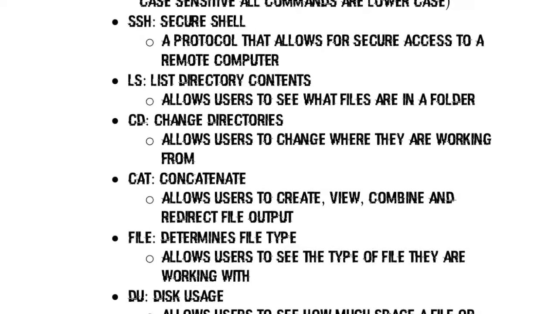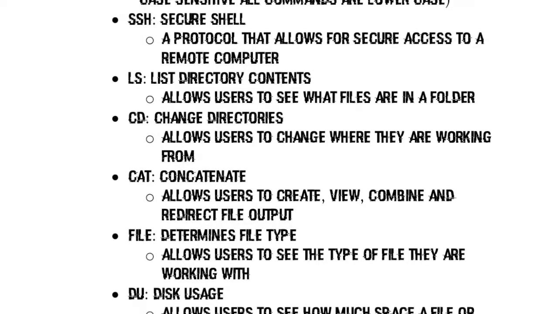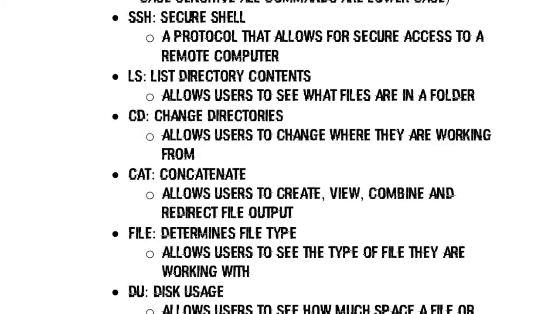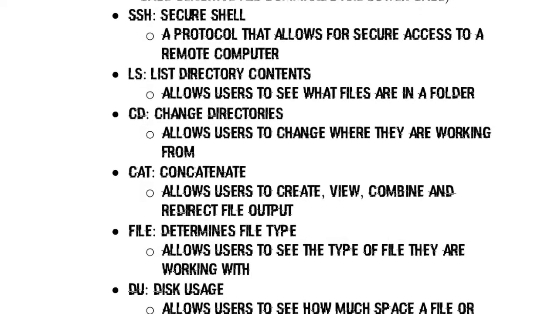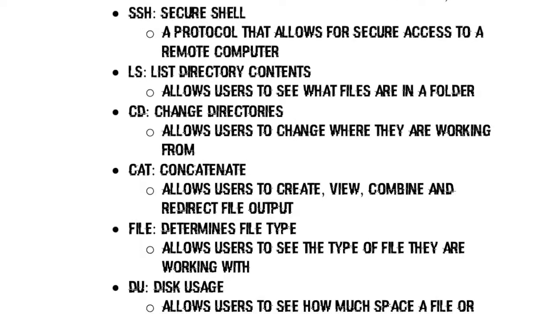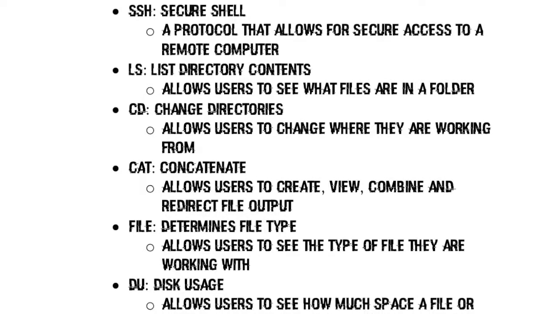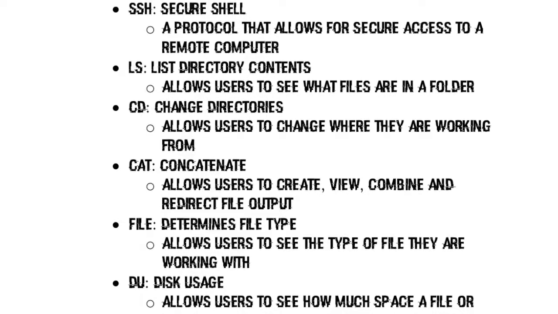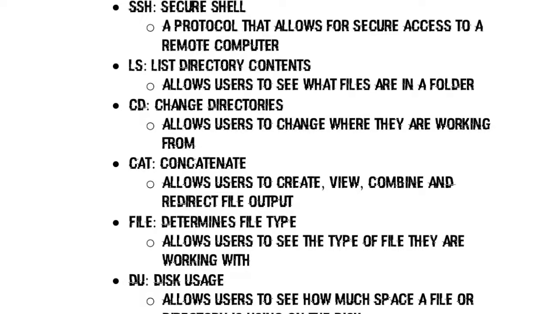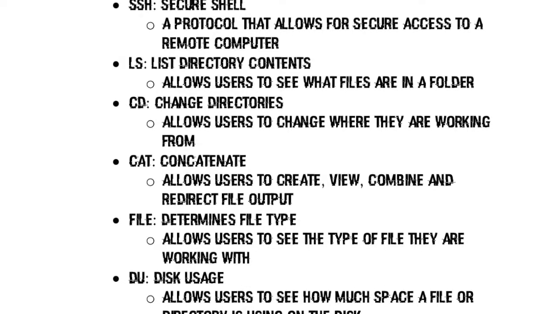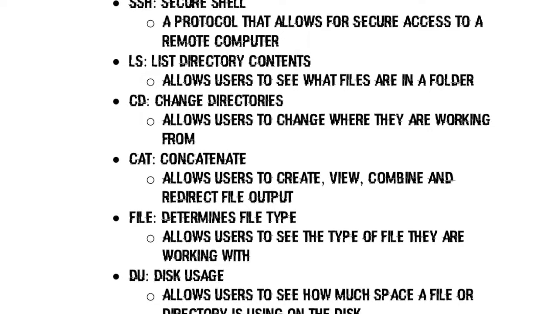We also talked about the file command. This determines the file type. So if you want to know if a file is a .txt file or a .zip file or a .rar file, you're going to type the file command and the name of the file, and it's going to tell you what type of file that is.